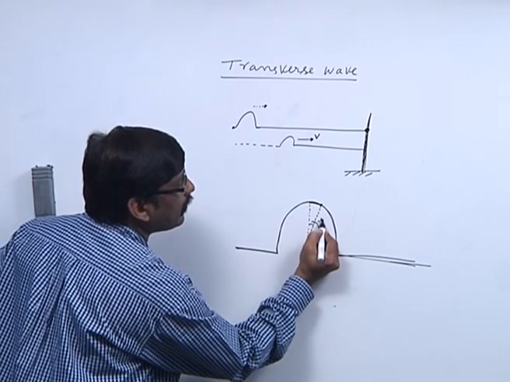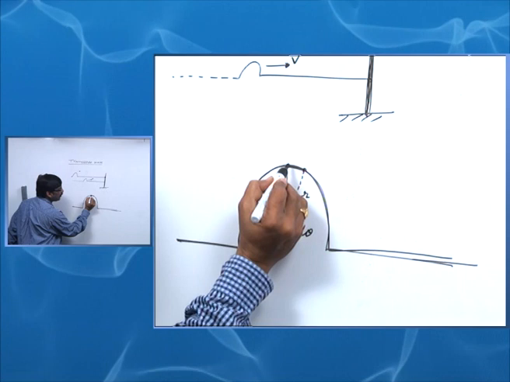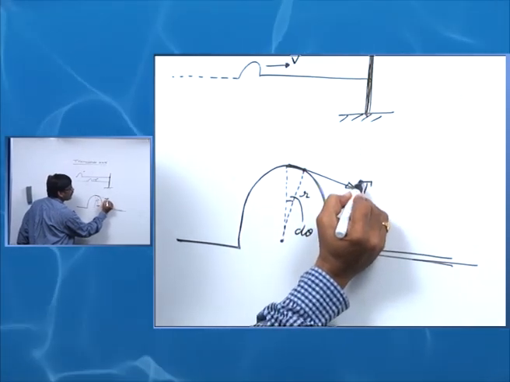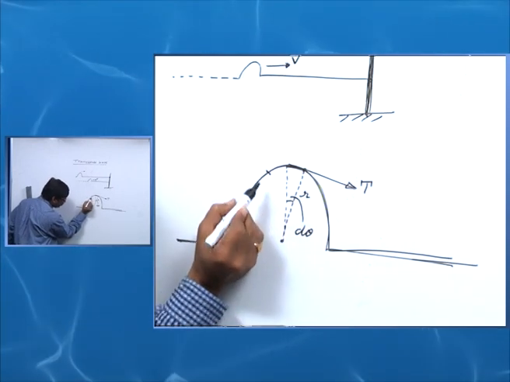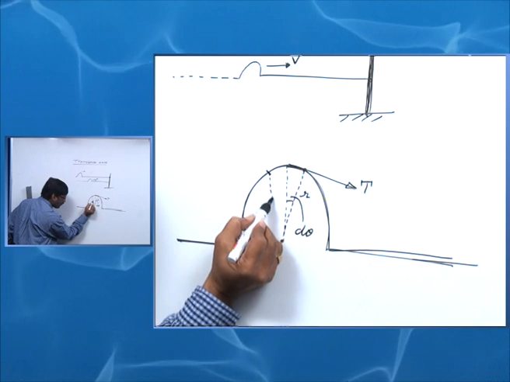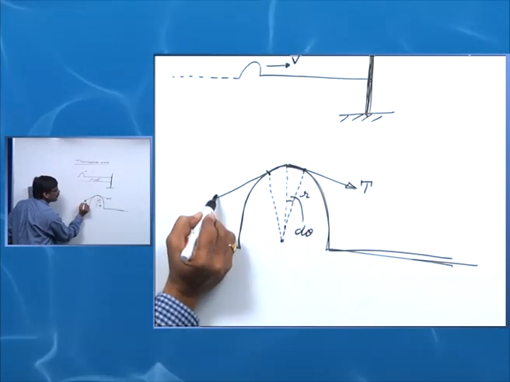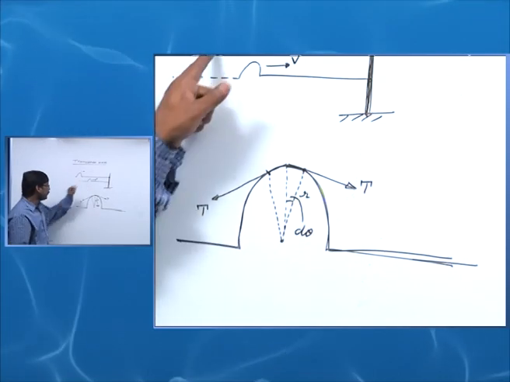R is the radius. The tension in the string always acts along the tangent. So, due to symmetry, you take one more element on this side, and tension will act on this side. Let T be the tension in the string.